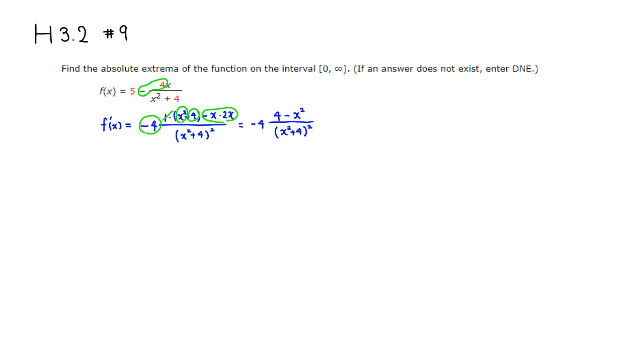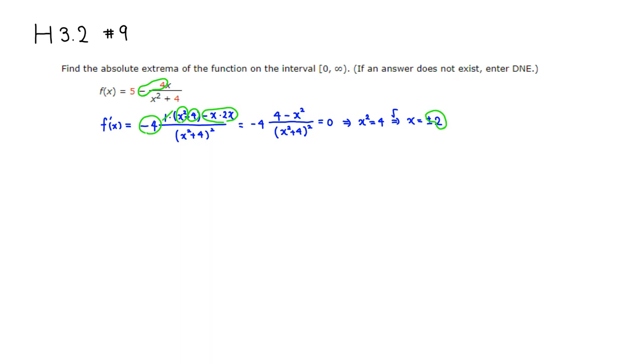So if you set this equal to 0, the numerator has to be 0. So can I just say x squared is equal to 4? Then you can take the square root of both sides. We know that x is equal to plus or minus 2. In this case, we're only looking at the positive side, so we don't look at the negative 2, we just look at the positive 2.